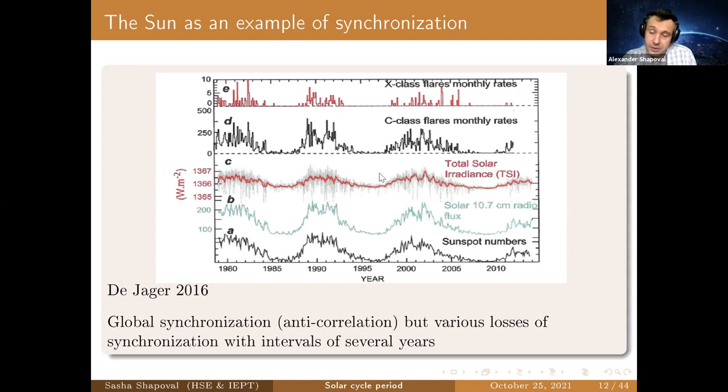But you see 5 different series. Their definitions are absolutely different. But because they are related to the sun, they are related to one another, and they follow one another. You see a very similar pattern exhibited by each of these series. So the sun is an example of synchronization.